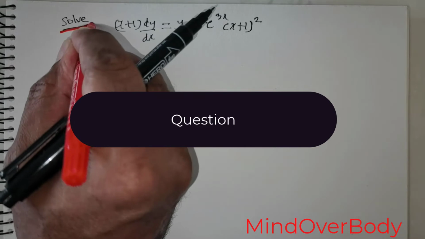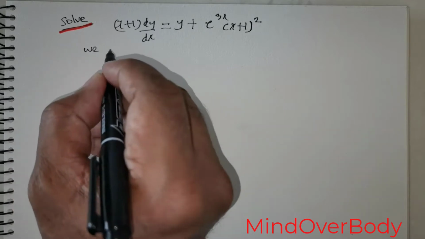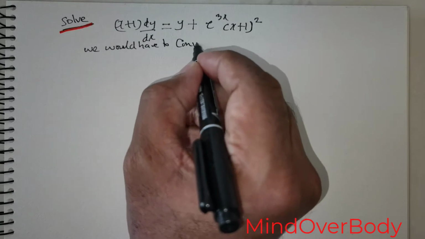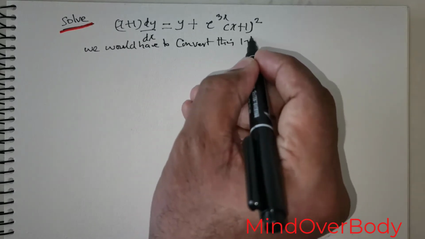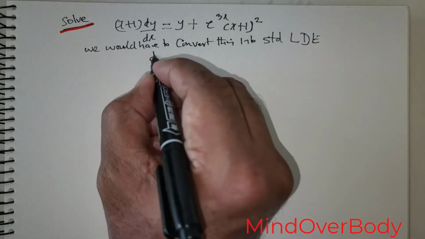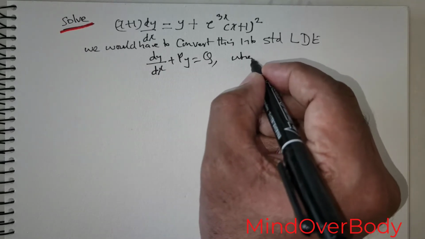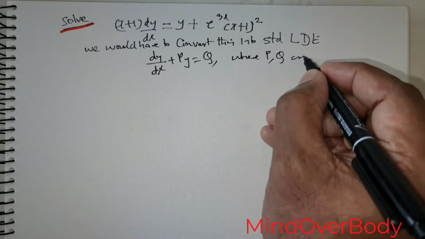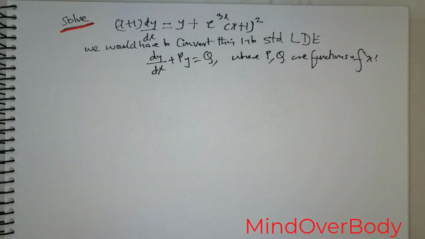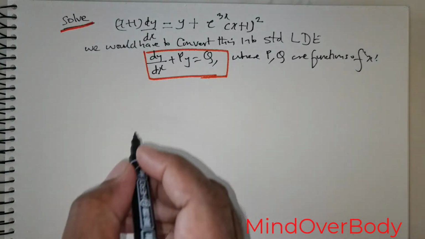Students, we are expected to solve this linear differential equation, and the foremost thing is we would love to convert this into standard linear differential equation. So what is that? Which is nothing but dy over dx plus p times y is equal to q, where p, q are functions of x, right? So let us see if we can get the problem in this fashion.